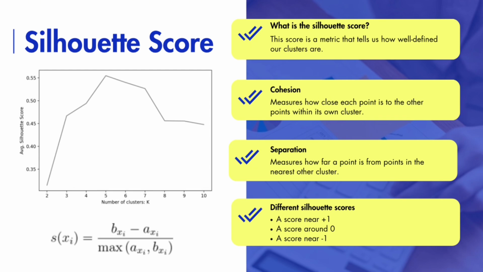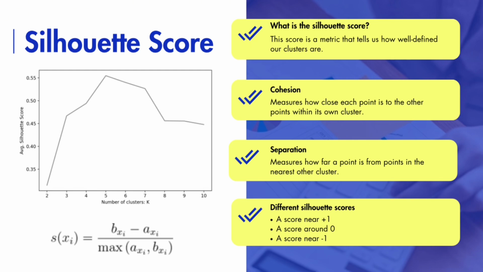So let's break down the steps to get the silhouette score. First, we calculate the cohesion, then we calculate the separation, then we compute the silhouette score for each point using the formula, and then by averaging the silhouette scores across all points, we get an overall score for the clustering solution.